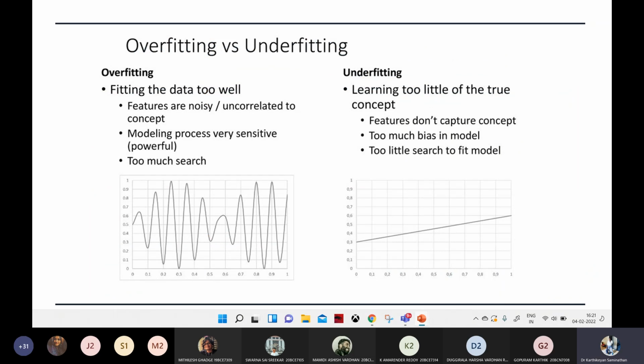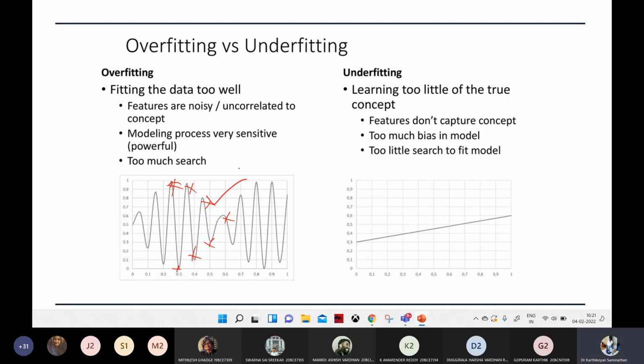So when you say overfitting, you can see this is your overfitting. Features are noisy and uncorrelated to the concept. The modeling process is very sensitive, and in such cases searching is very difficult. So you cannot take the best classifier either here or here. Everything will be somewhere with a high difference.